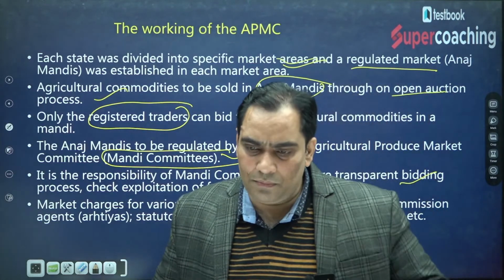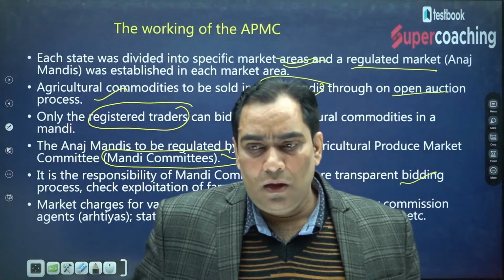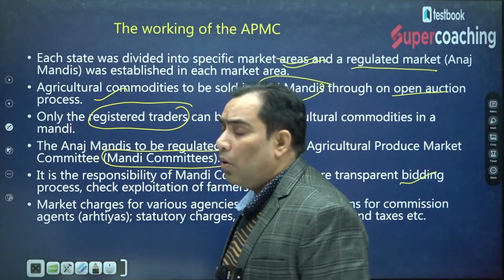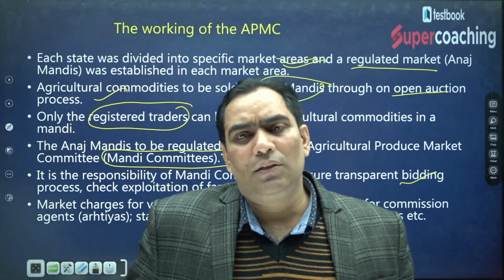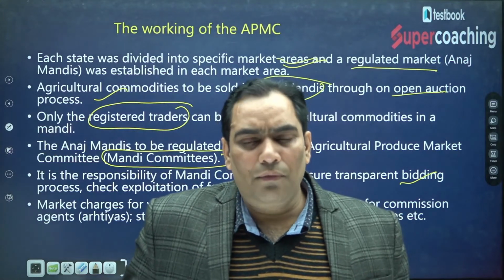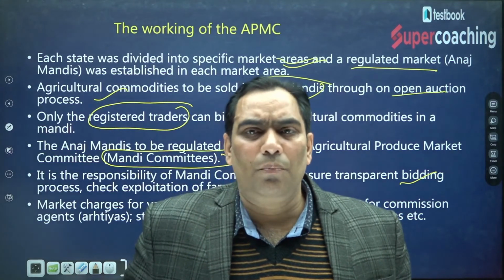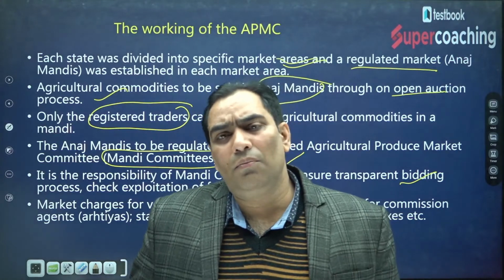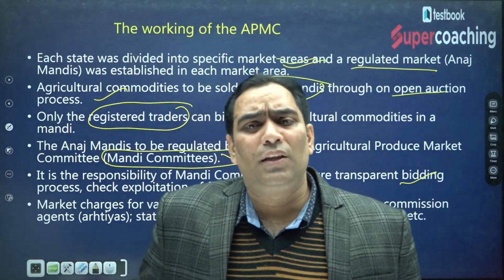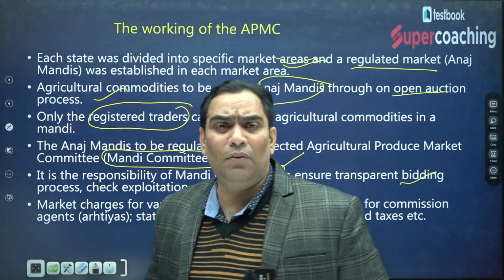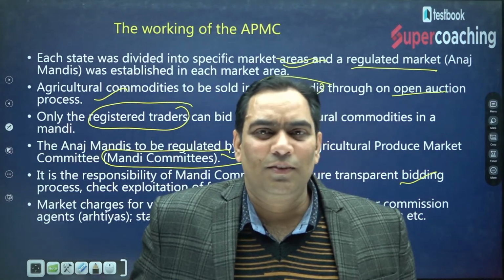What happened is that in these Anaj Mandis, the Mandi committee, or the elected body, was charging a commission or taxes for each and every activity. That means they were charging fees, taxes or commission on grading, on packaging, on sorting, on selling even, and on entry even. So they were charging for each and everything, and this elected body was considered to be the most corrupt body in India.